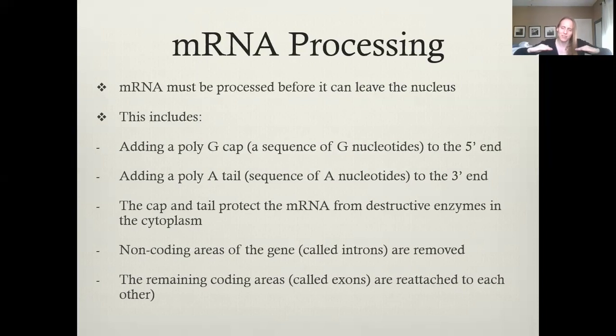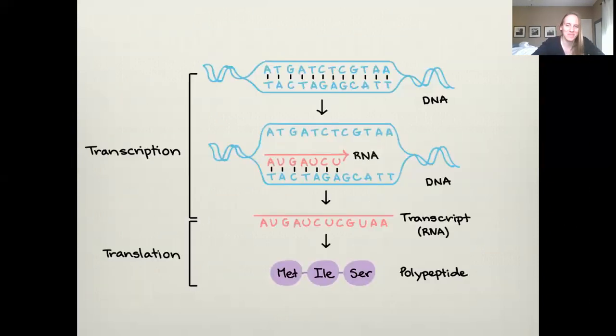So the exons are the parts that get left over, they get reattached, that's the important part. And the introns are the stuff that we take out, which I know is backwards from how it should be, but the introns get taken out, the exons stay in.